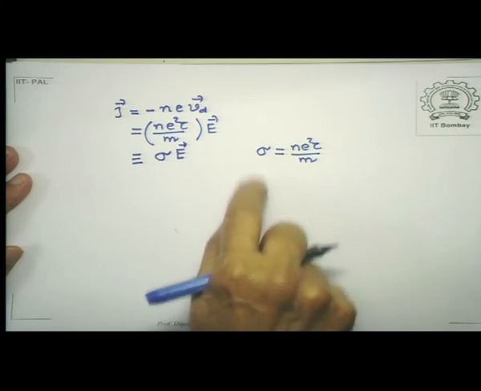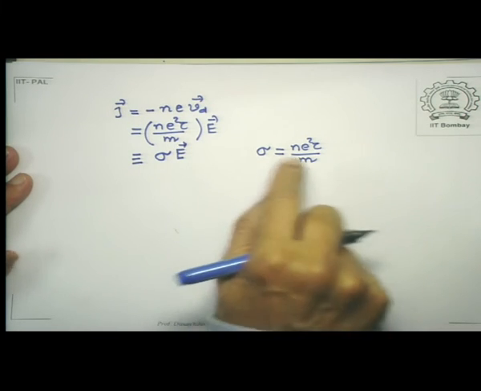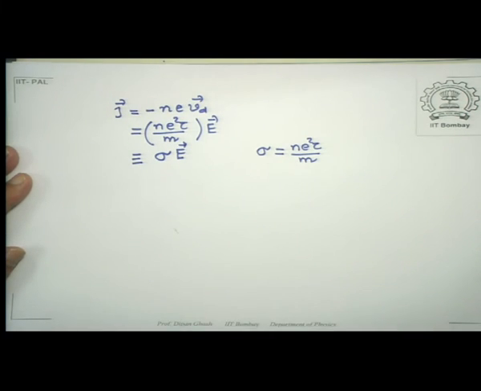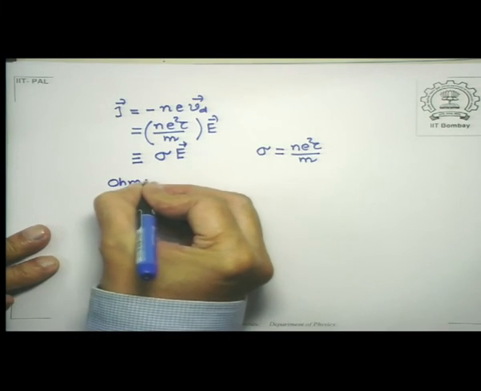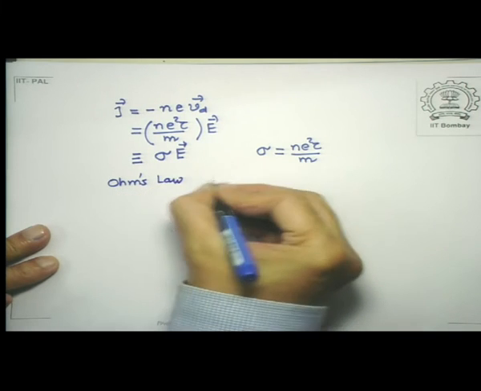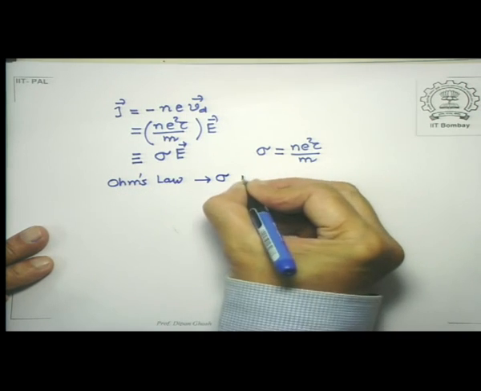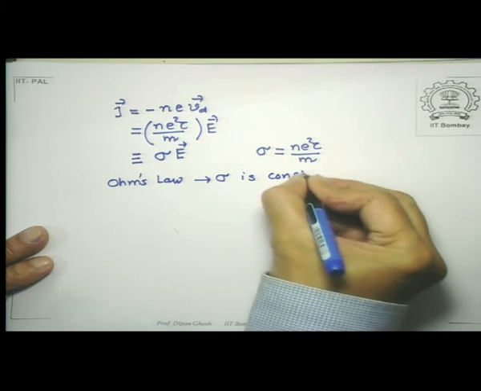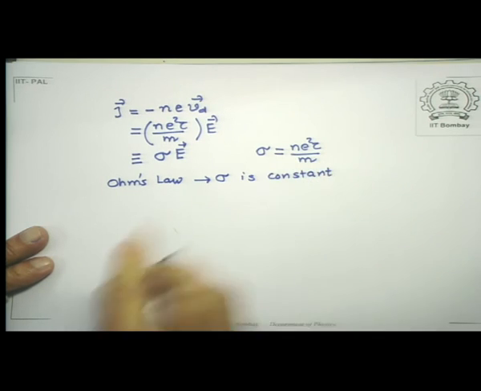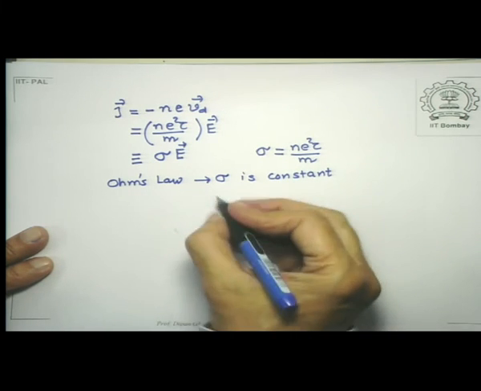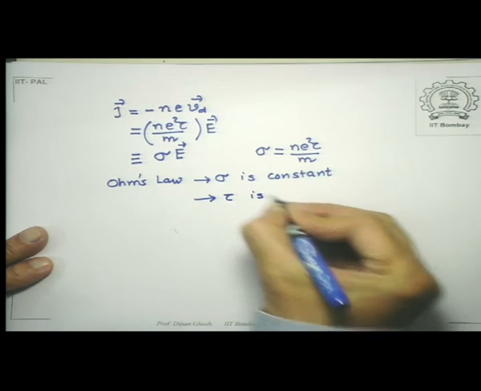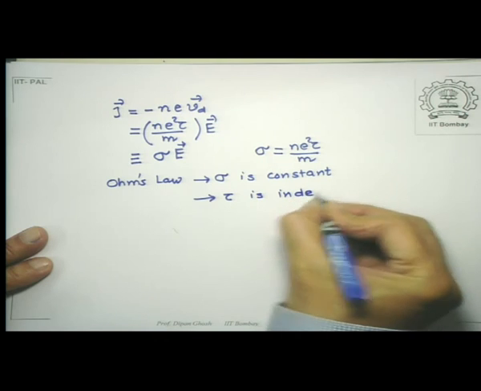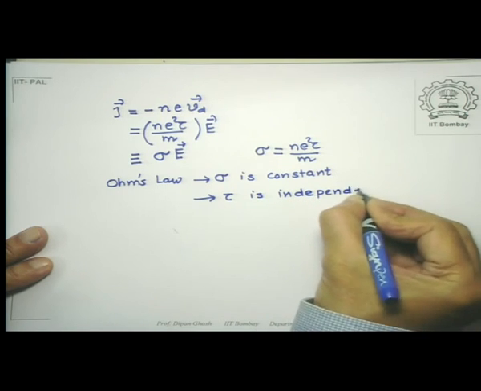Ohm's law will be valid if sigma remains independent of E. So this means Ohm's law's validity is the same as sigma being constant. Since in my expression here I have n e square over m, which depends upon the characteristics of the material, this implies tau is constant. By constant I mean independent of the electric field.